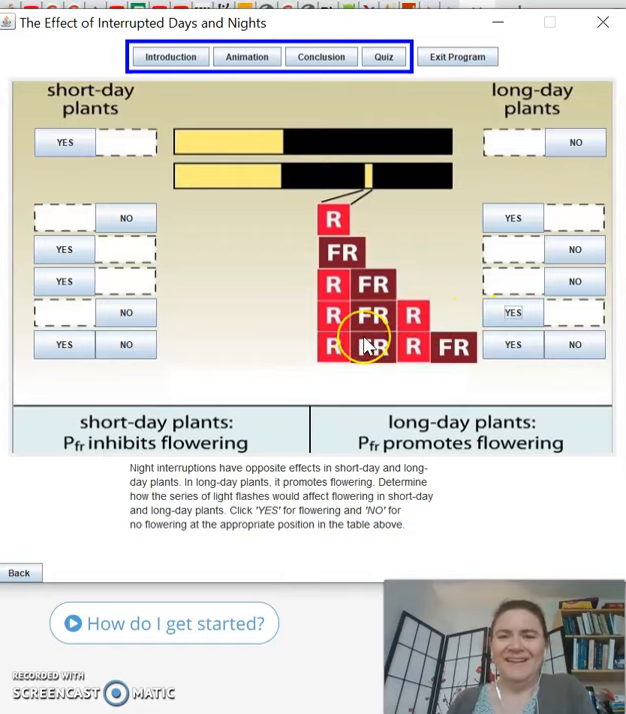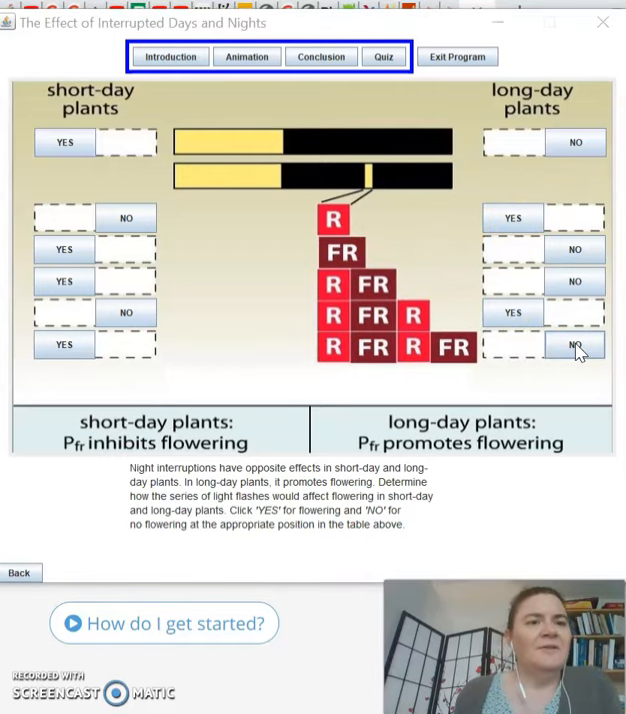And then finally, we see red, far red, red, far red, that's the equivalent of up here, which means that we should get yes, and no.